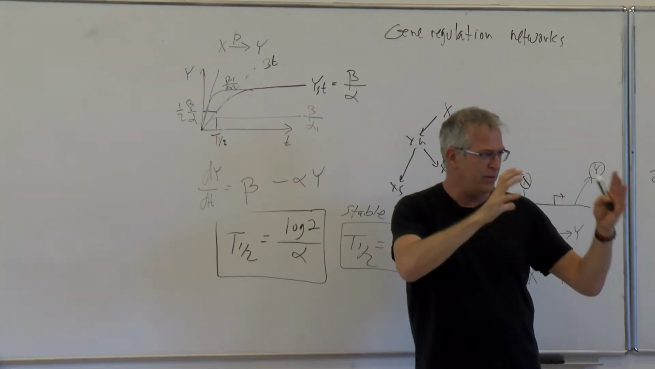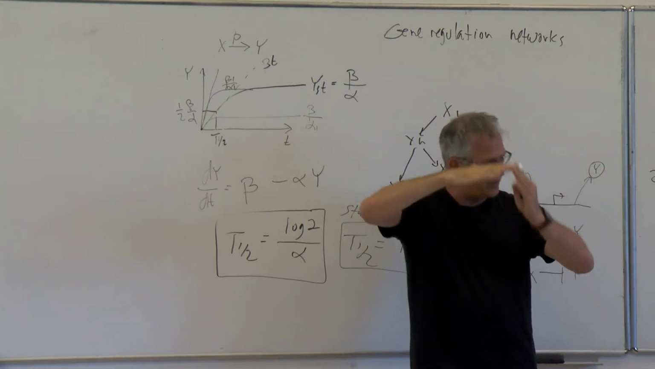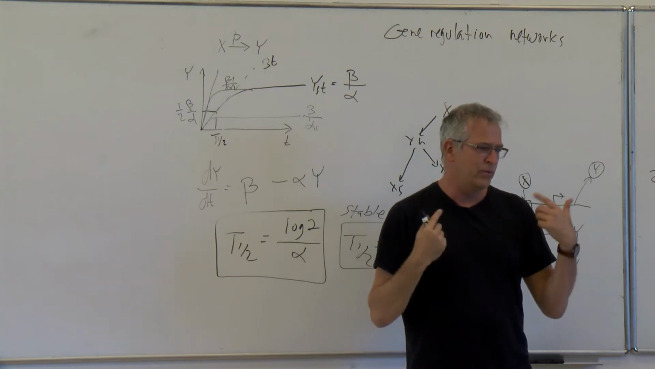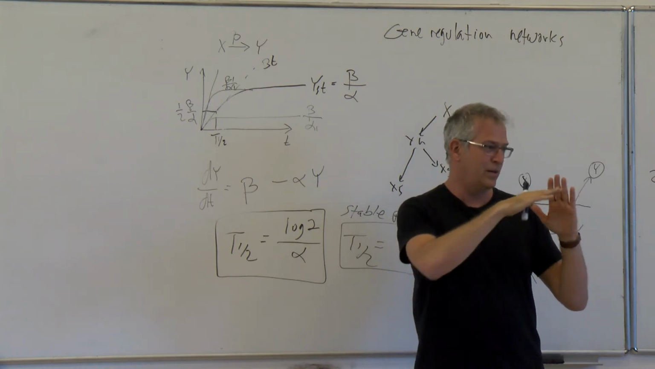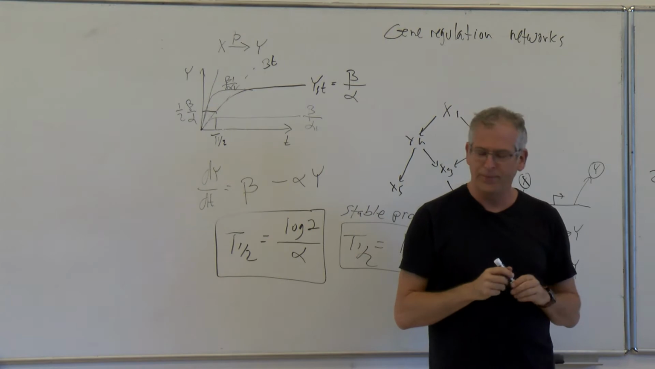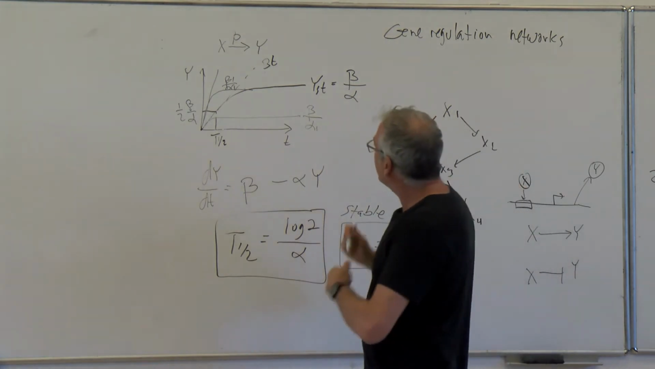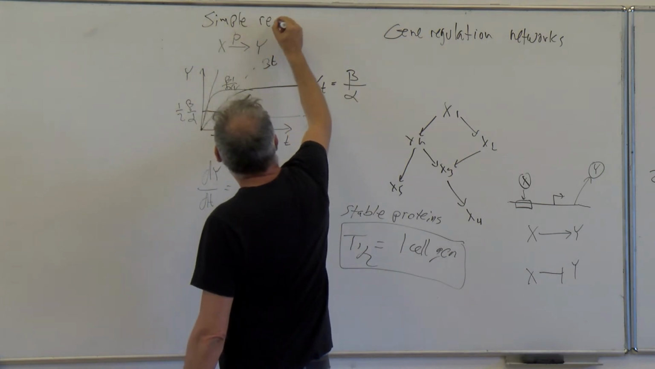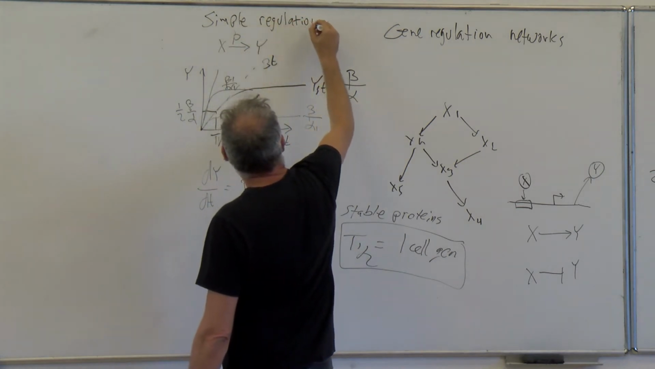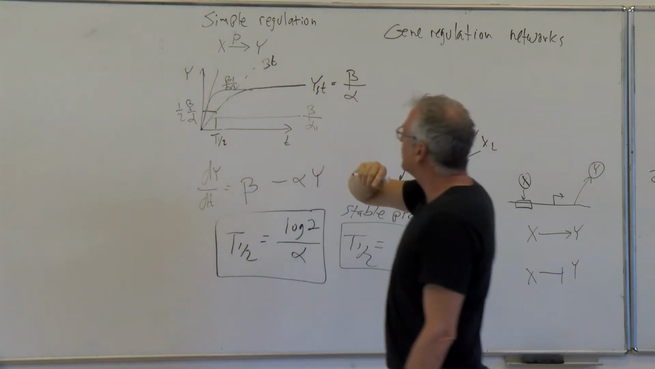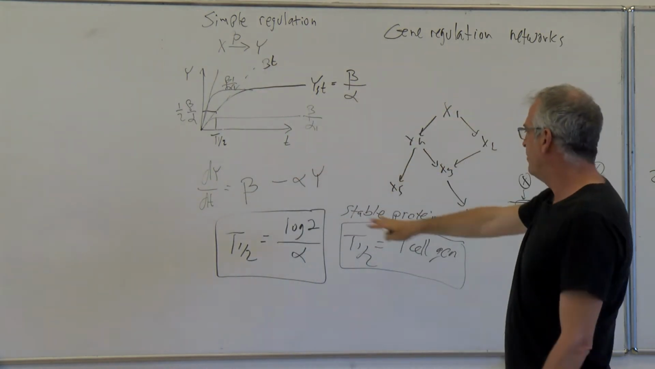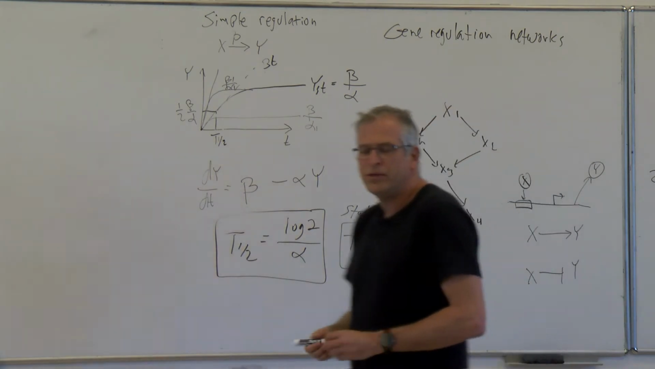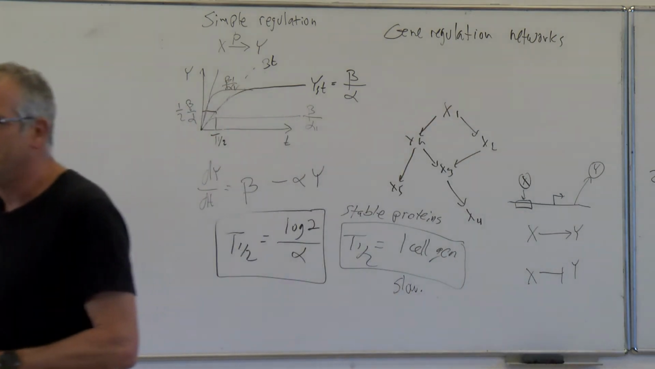So I have some signal, X is whatever it is, beta is whatever it is, and now the protein starts to be made. We'll soon discuss these input functions, which have beta as a function of X. And this arrow is called simple regulation. So it's not a circuit, it's just X activates Y at a constant level, and you have this response time, which is slow.